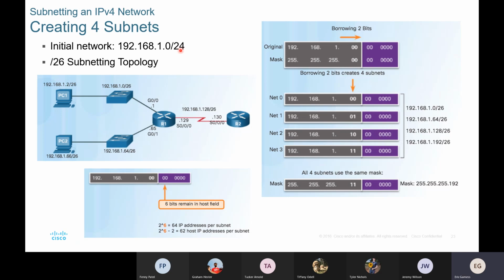So what will be the most adequate number? We need 3, but we cannot create 3 exactly. So what can we do? We can do 4. If I do 4, I need to borrow 2 bits. So what you can see here is that they borrowed 2 bits, and those 2 bits were converted to subnet bits. If I borrow 2 bits, I go from a /24 to a /26. And the /26 is 255.255.255.192.